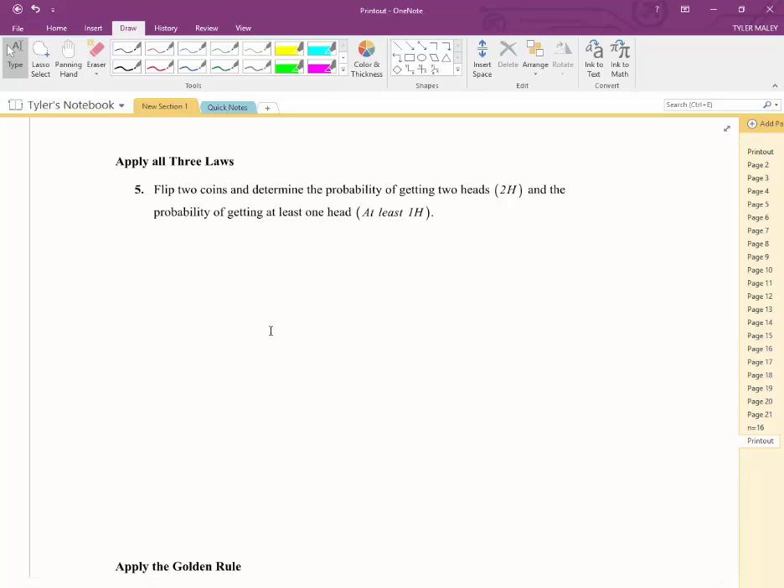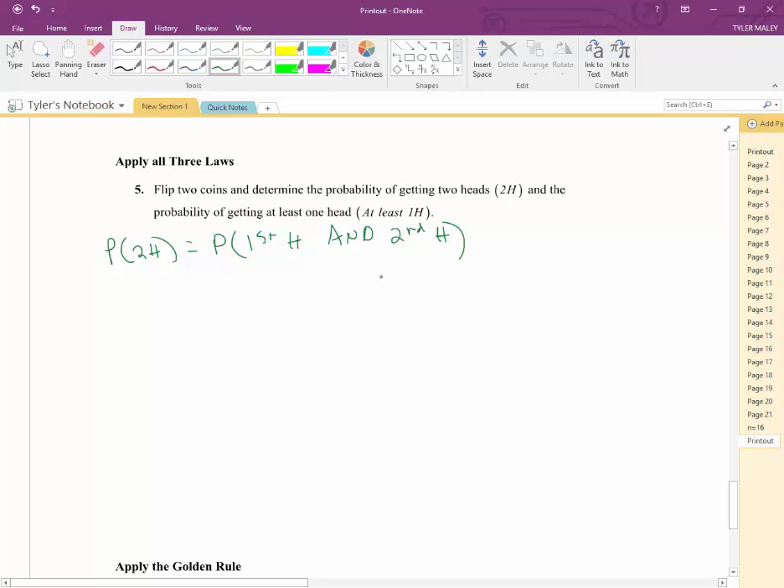So number 5 says we're going to flip 2 coins and determine the probability of getting 2 heads and the probability of getting at least 1 head. Right? So let's find those. So the probability of getting 2 heads is going to use the first law, and these are going to be independent of one another, right? So the probability of 2 heads is equal to the probability that the first is a head and the second is a head, right? That's what that means. Probability of 2 heads means the first is a head and the second is a head.